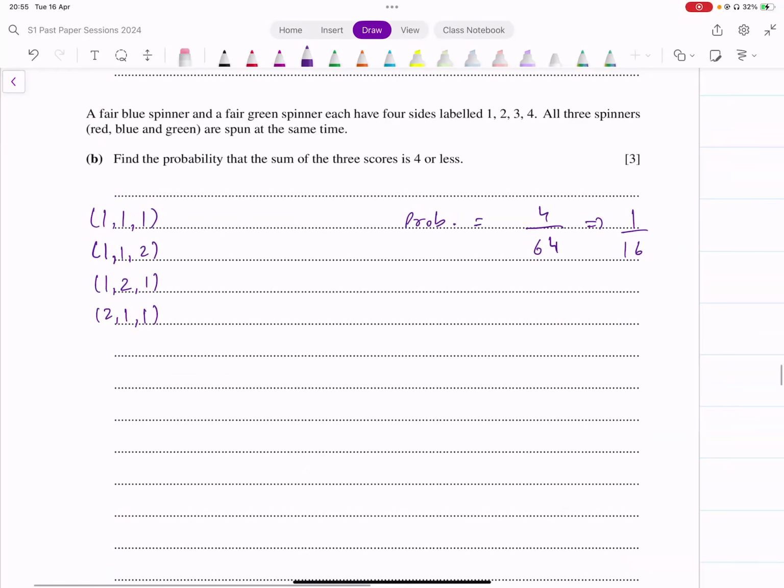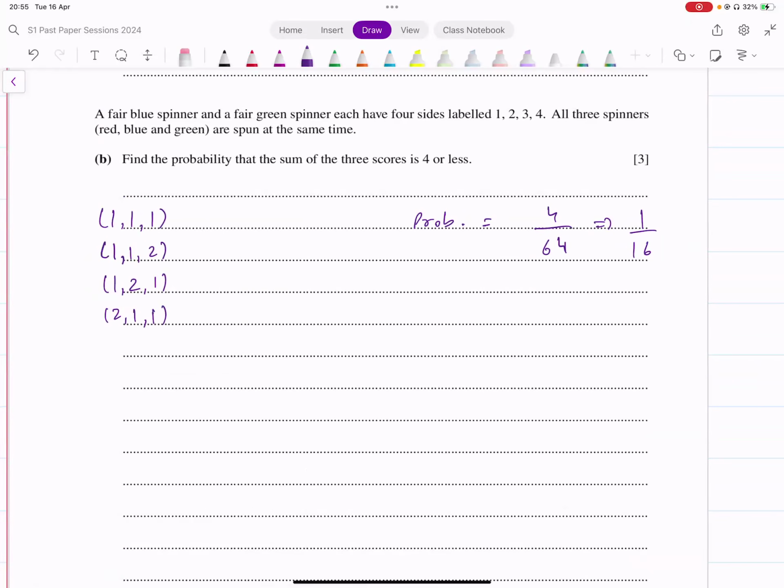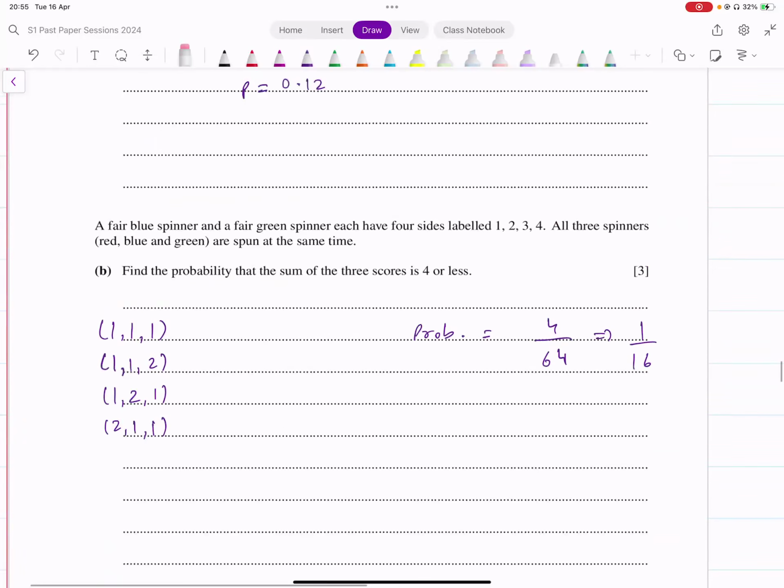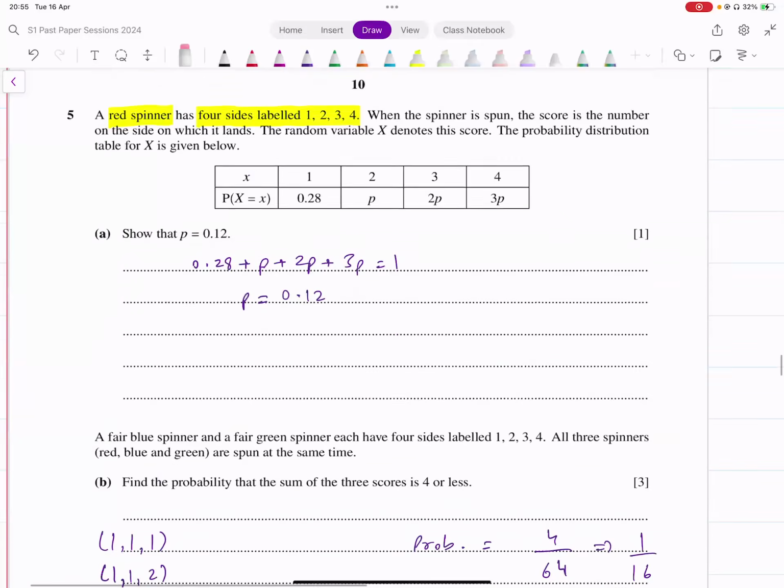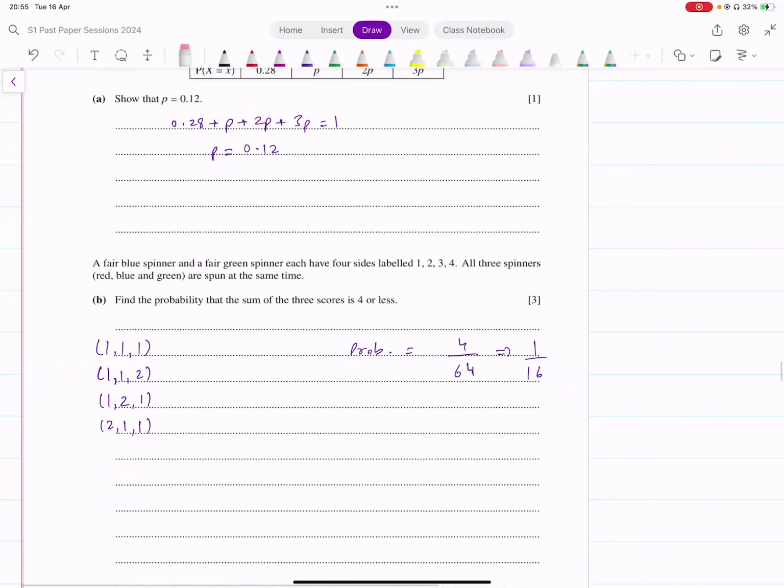Oh, you're right. I'm sorry about this. So we missed something here. This is not correct. Thank you for pointing that out. Part B is not correct.